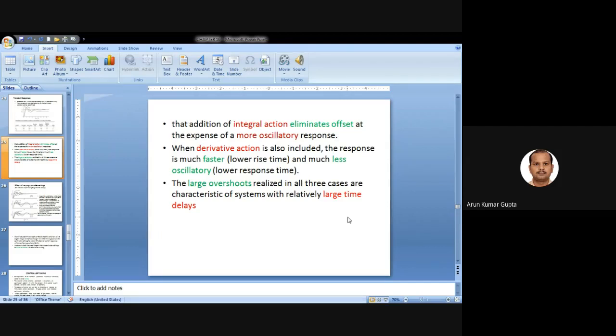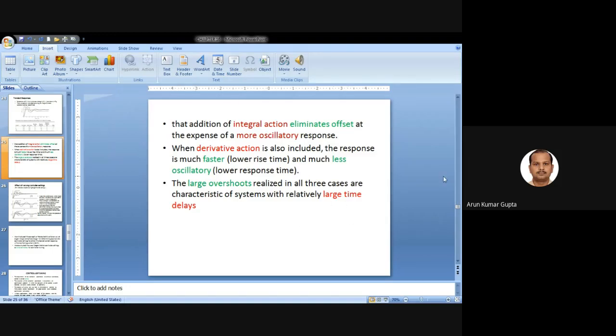Sorry, you lower the rise time. So the rise time becomes smaller, meaning you will get a very fast set point. So derivative action helps us in this manner. We have lower rise time and less oscillation. Large overshoot in all the cases are characteristics of a system with relatively large time delay.